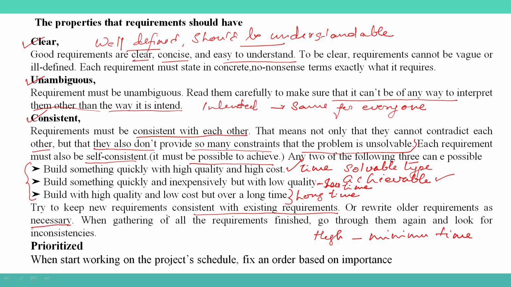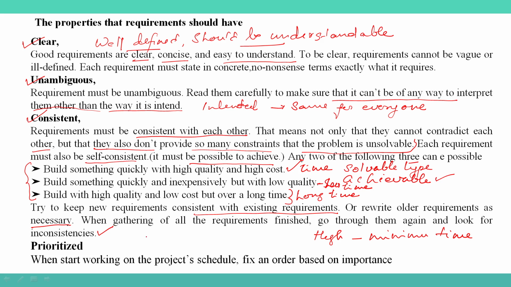പുതിയ റിക്വയർമെന്റ്സ് വരുമ്പോൾ അത് പഴയതുമായിട്ട് എങ്ങനെ മാച്ച് ചെയ്യുന്നു എന്നുള്ളത് നോക്കണം. ഇഫ് യു കനോട്ട് ഏബിൾ ടു അച്ചീവ് ദ ന്യൂ റിക്വയർമെന്റ്സ് നമ്മൾ എന്ത് ചെയ്യുക? റീറൈറ്റ് ദ ഓൾഡർ റിക്വയർമെന്റ്സ് ബേസ്ഡ് ഓൺ ദ ന്യൂ വൺ ആൻഡ് യു ക്യാൻ ടോട്ടലി റീസ്ട്രക്ചർ ദ സിസ്റ്റം. When gathering all requirements is finished, go through them again and look for inconsistencies. So once it is completed, you have to look for completeness.